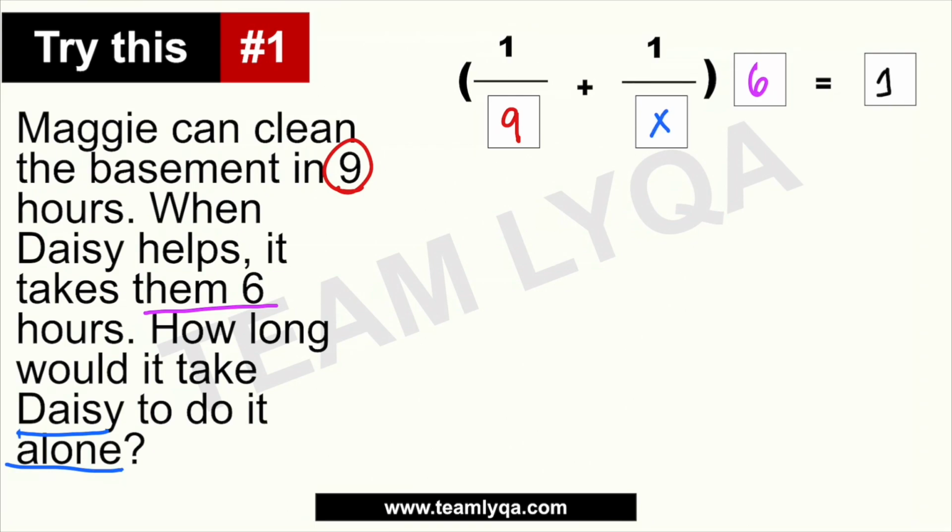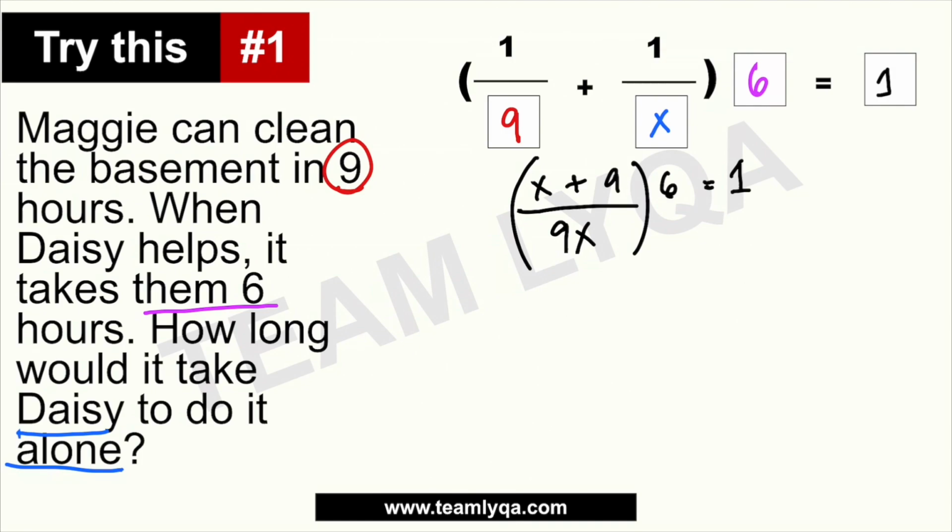So we just solve it like what we did earlier. The LCD will be 9x. To get the fractions, we go one by one. 9x divided by 9 is x times 1, so that would be x. Plus, now we have 9x divided by x. That is 9 times 1, so that is just 9. Multiply that now by 6 is equal to 1.